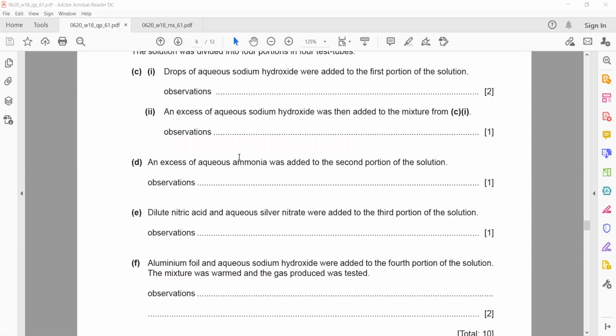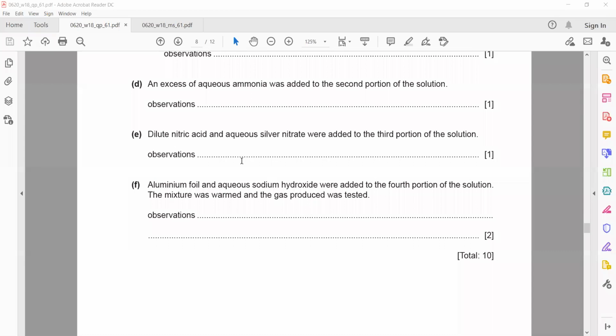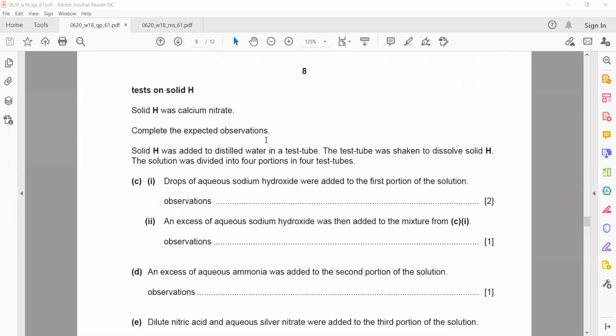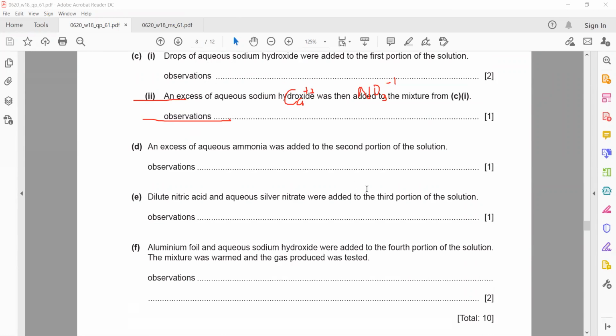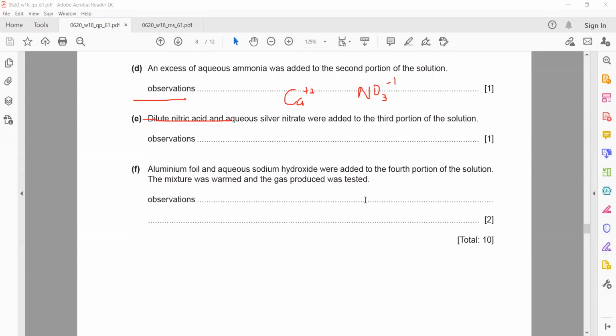Then dilute nitric acid. They did specify the salt. They mentioned the salt in the beginning: the test on solid H. H is calcium nitrate. So they specify there's a calcium ion and there's nitrate ion. So it does not have any chloride, bromide or iodide. That's why there is no visible change when you are adding silver nitrate or silver salt, even lead nitrate you add.